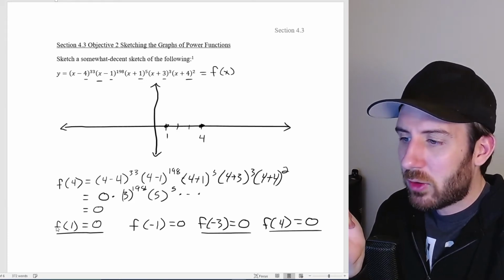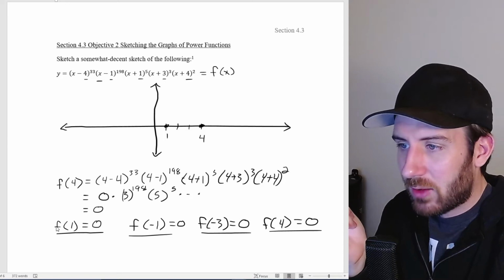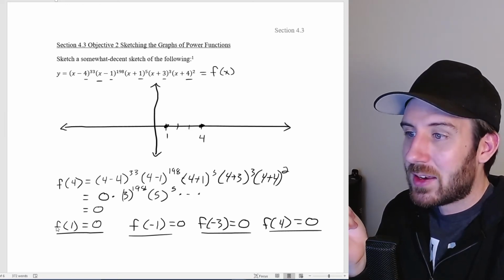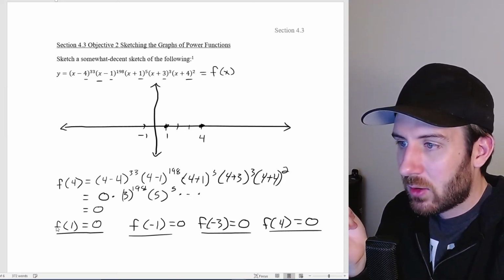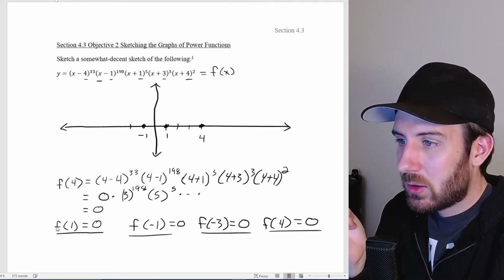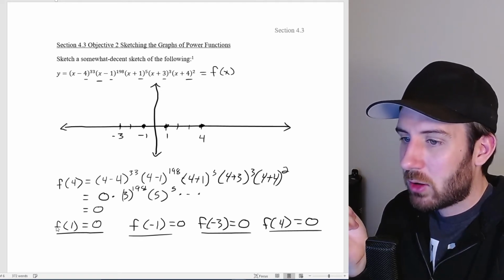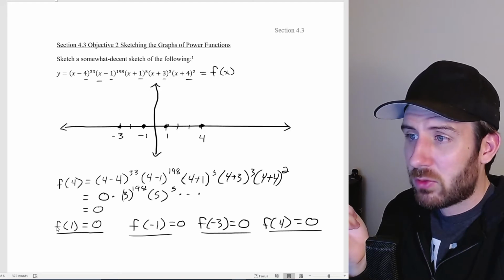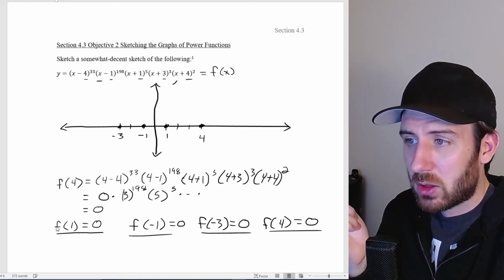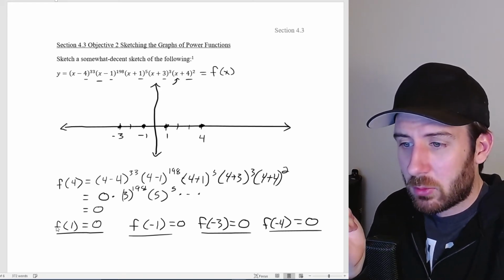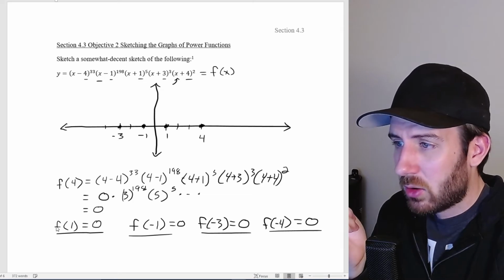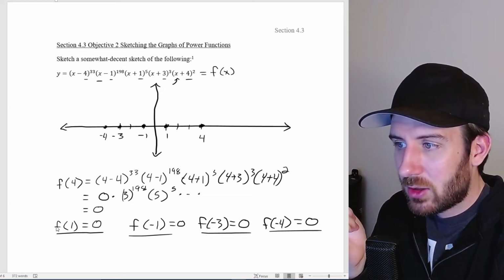And there you have it. We've already got a bunch of points to put on our graph. At 1, we have it. At -1, we have it. At -3, we have a 0. Negative, or positive 4? -4. We're going to need to plug in a -4, and so that would be another 0. Okay, we've got plenty of points now.